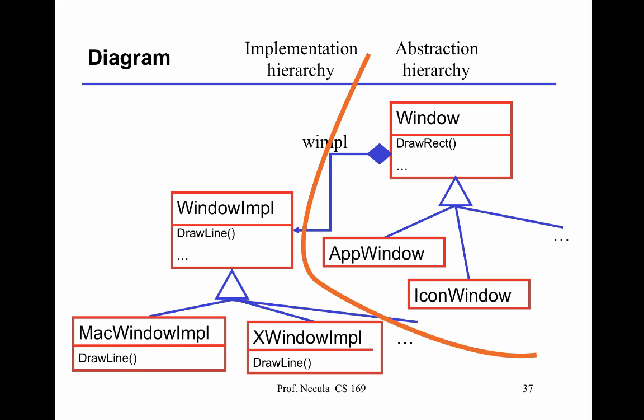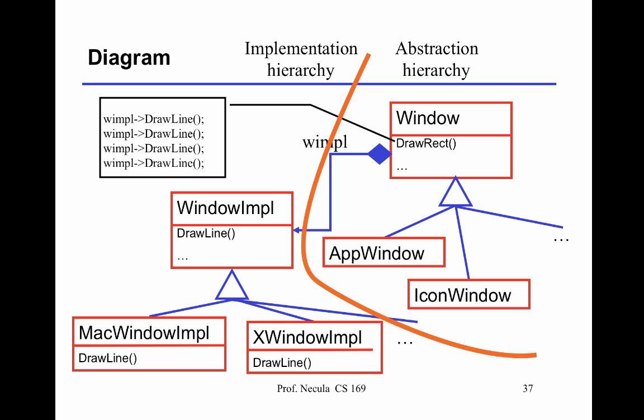So essentially, I have two class hierarchies. This is the abstraction, which abstracts away from the details of implementation. This is the implementation hierarchy. And for example, this window draw rectangle may be implemented like this. Essentially, it's going to be referring to this implementation class draw line, which at runtime will go and find the proper implementation that it's currently using, and invoke this draw line or this draw line, depending on how the system is configured to run on a Mac or a Windows.